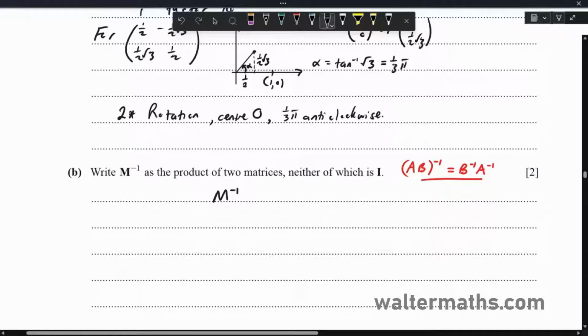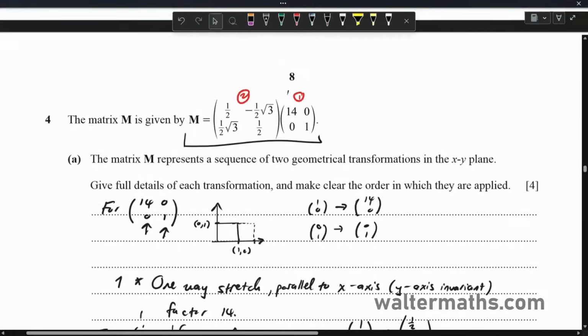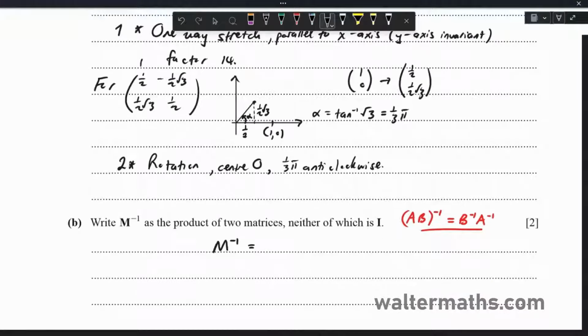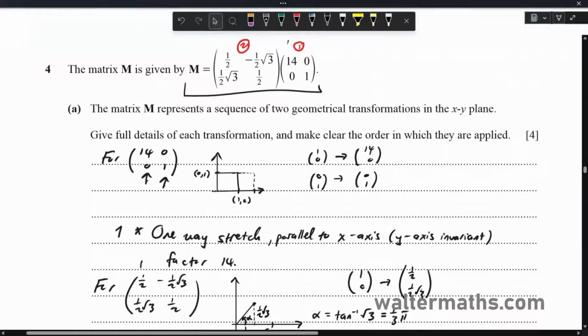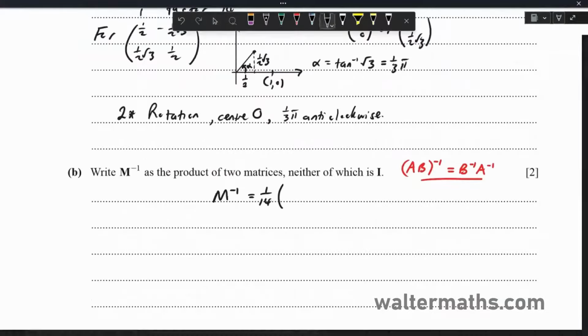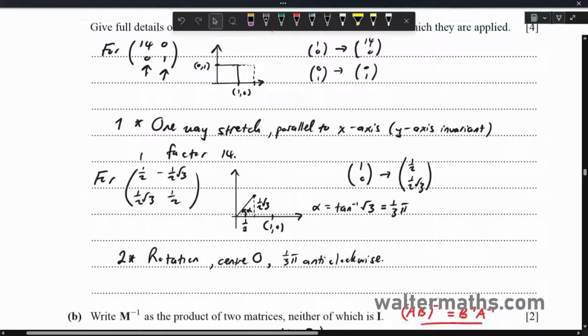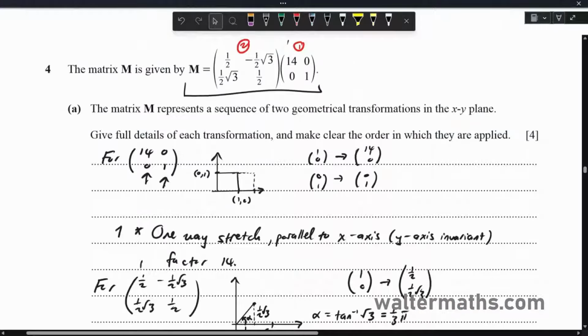So M inverse is as good as the inverse of the second matrix, which is the matrix 14, 0, 0, 1. And the determinant of that matrix is 14. So it's 1 over 14 of, and we switch the positions of 14 and 1. So 1 and 14, then 0, 0. So this is the inverse of the second matrix, pre-multiplying the inverse of the first matrix.